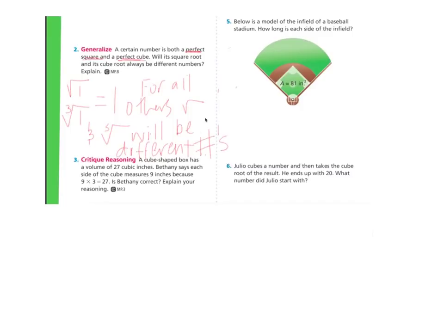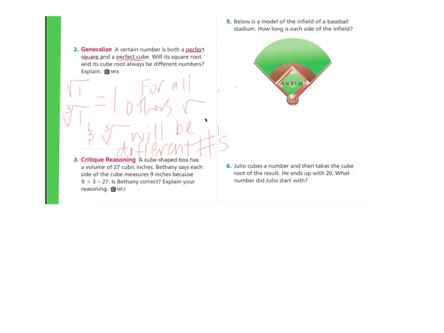Okay. All right. Let's take a quick look at question 5. Here's a model of the infield of a baseball stadium. How long is each side of the infield? We're really just focused on each side of the infield. There's one side, here's another side, here's another side. So we've got 4 sides of this infield, and we just have to figure out how long each side is.